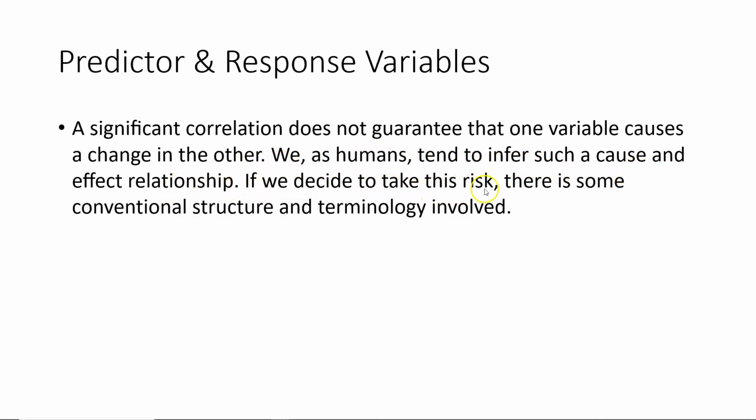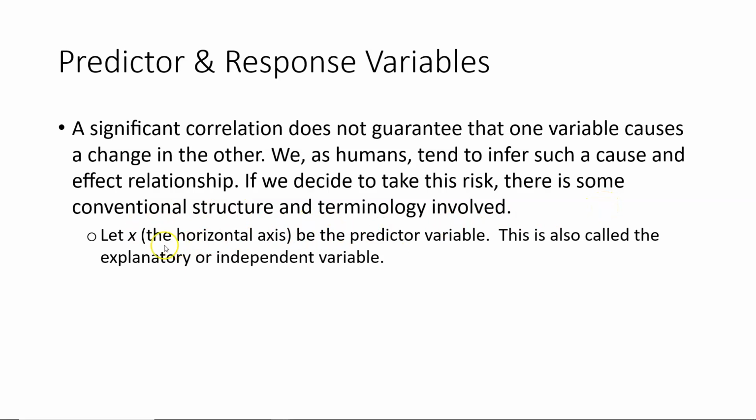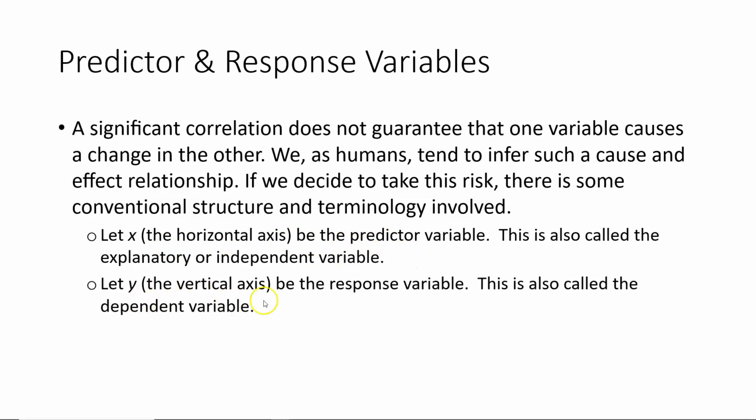If we decide to take this risk, there is some conventional structure and terminology that is involved. For example, we always let x, the horizontal axis, serve as what we call the predictor or explanatory variable. And we let y, the vertical axis, serve as what we call the response variable. Also, it's often called the dependent variable.